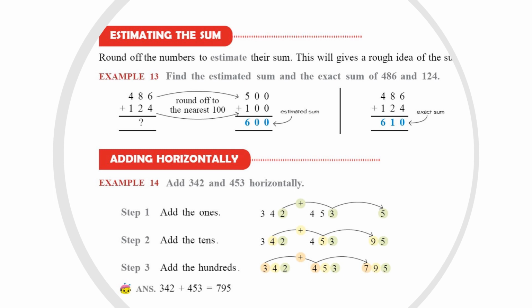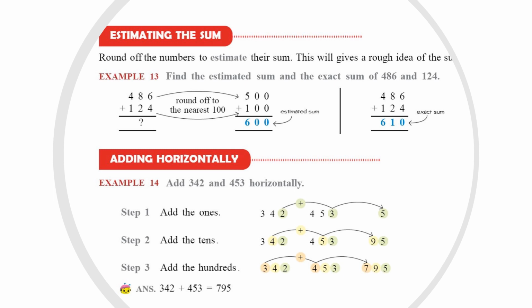Next, we are going to see about estimating the sum. We know what estimation is, right? Already we studied about estimation, that is rounding off. We round off the number to the nearest 10, the nearest 100 and the nearest 1000 also. Now here in addition, how are we going to round off the numbers and find the sum? That is the estimated sum.